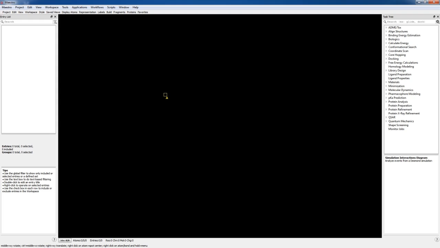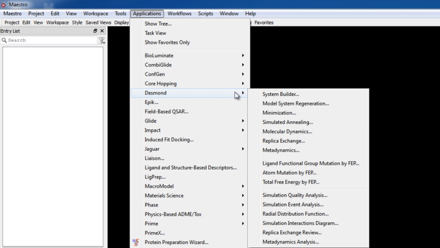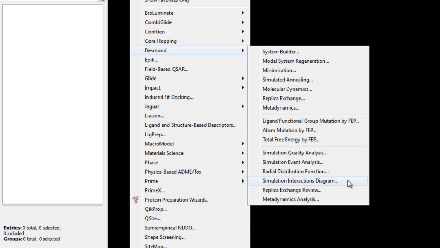In this video exercise, we'll use the simulation interaction diagram to analyze and survey the protein-ligand interactions for a Desmond molecular dynamics trajectory we ran in a previous exercise on the streptavidin-biotin complex.